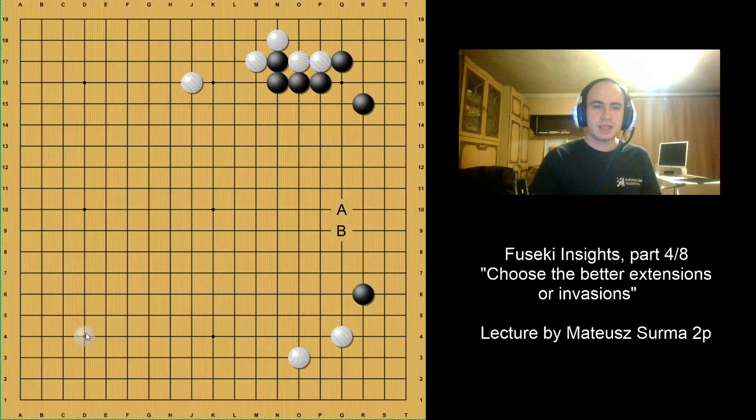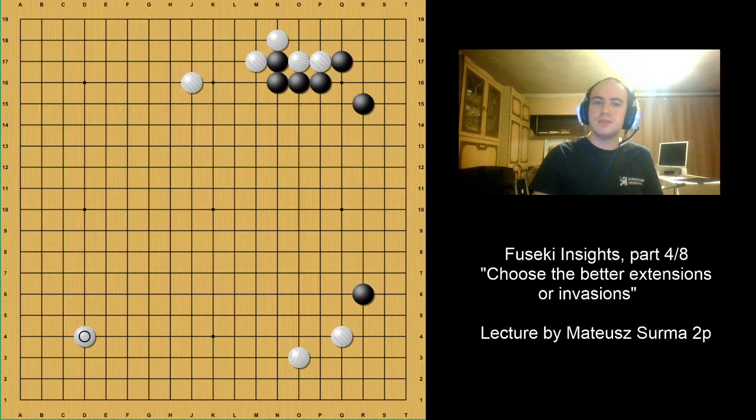So in this case, when we are looking at the situation, many times it's good to play this two space extension from a stone, so maybe something like this. But to have better balance, and also use this wall a little bit better, maybe it's good to play this kind of two space extension.